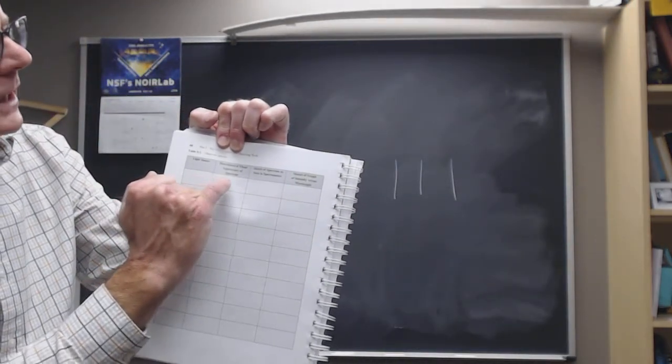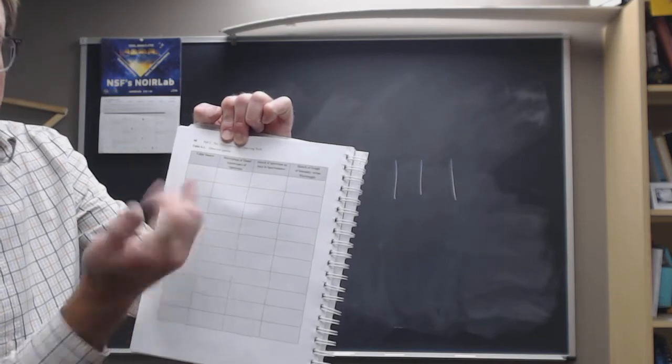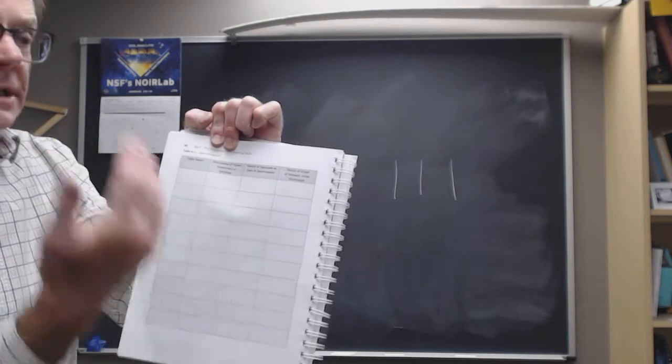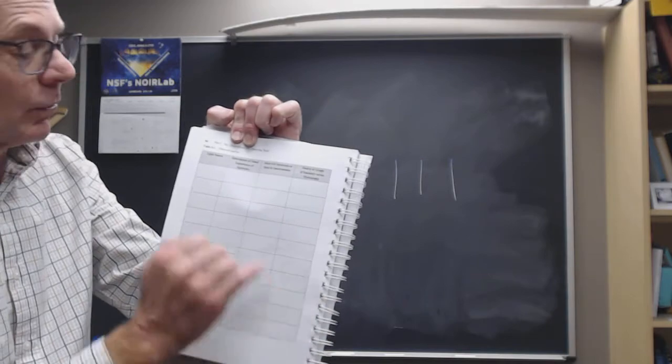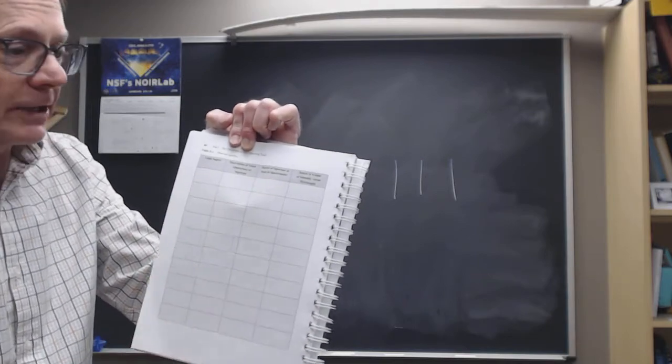You've got the light source, the appearance of the spectrum in the spectrometer. What does it look like? Is it a line spectrum? Is it emission line, absorption line, whatever? And then a sketch of what the spectrum looks like.